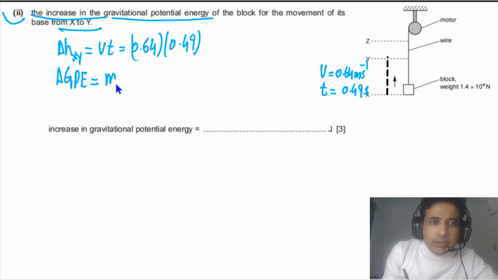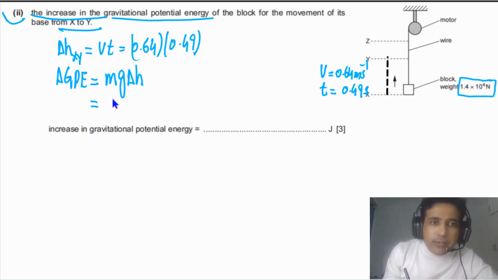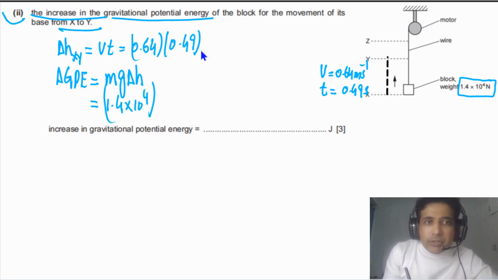And change in gravitational potential energy will be equal to mg times delta H. And mg is the weight of the block, and weight of the block we have here. So simply we can plug in these values. Weight of the block is equal to 1.4 times 10 to 4, times the change in height delta H, that is equal to 0.64 times 0.49.